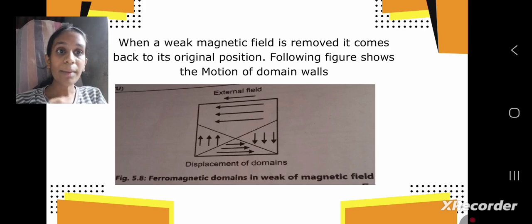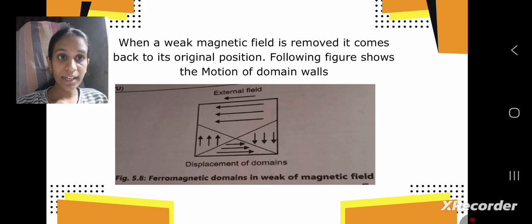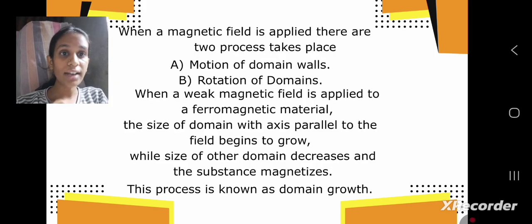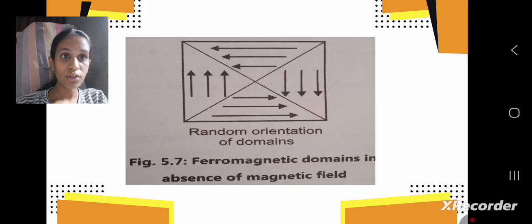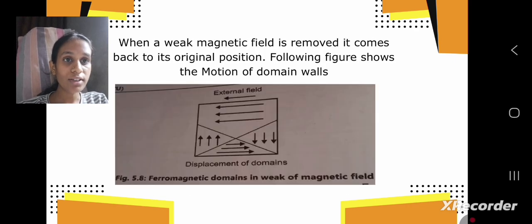Now when the weak magnetic field is removed, it comes back to its original position. Whenever you remove the weak external magnetic field, the domains occupy their original positions again. So let us see further.